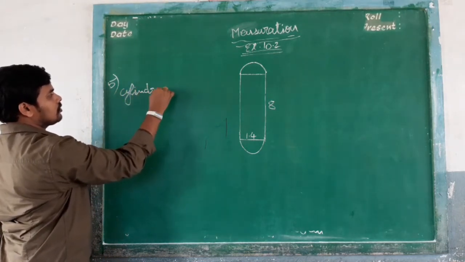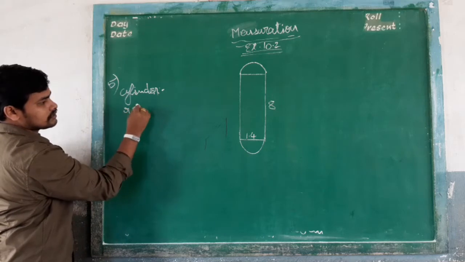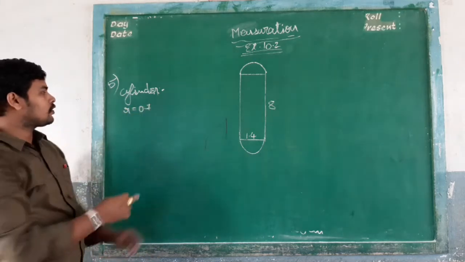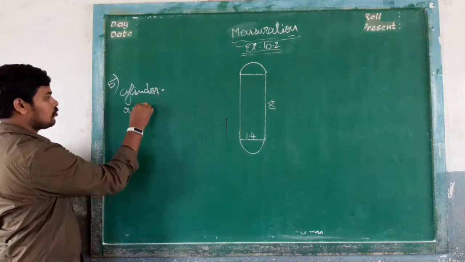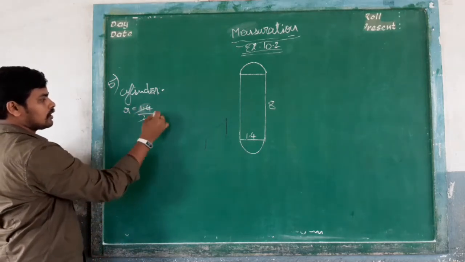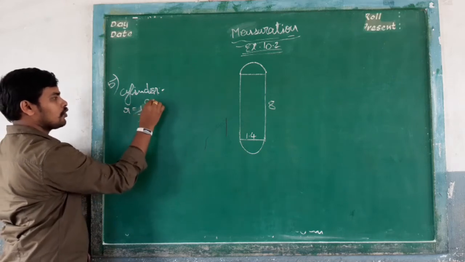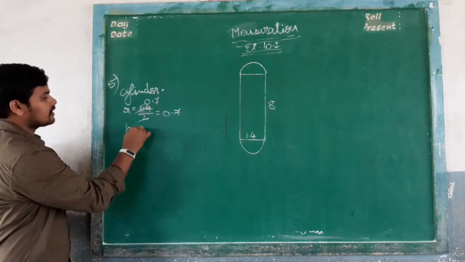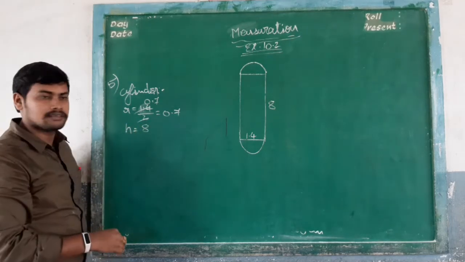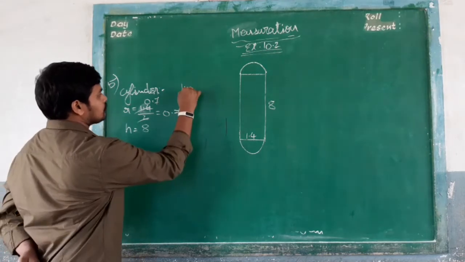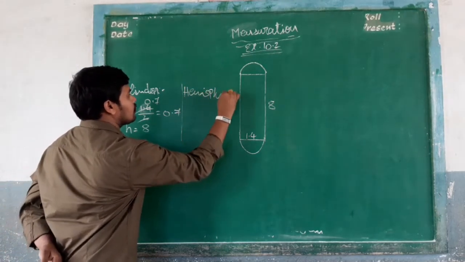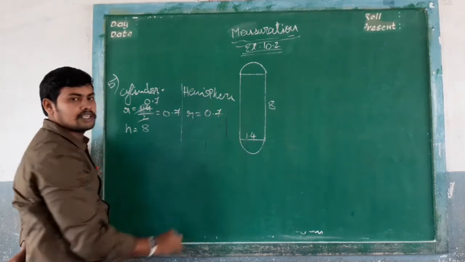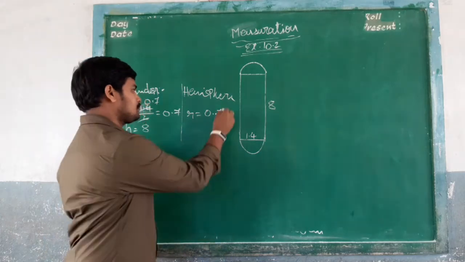Cylinder radius: 1.4 divided by 2, that equals 0.7. So this is the radius. Height is 8 meters. The hemisphere radius is the same, so it is also 0.7.